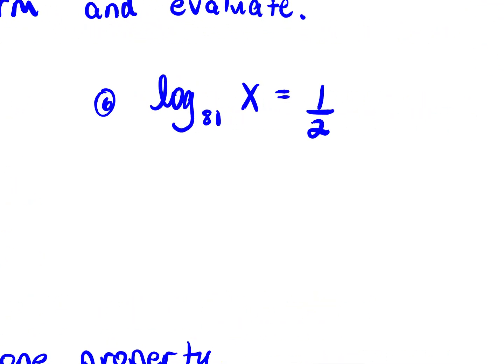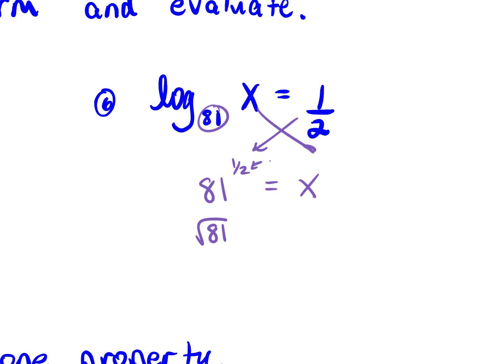All right, number 6, we're doing the same thing. Let's start with our base. What's our base here? 81 to the power of 1/2 equals x. What is 81 to the power of 1/2? What does a fraction as an exponent do? Square root. It's a square root. So this is the square root of 81. The 1/2 power is the same thing as the square root.